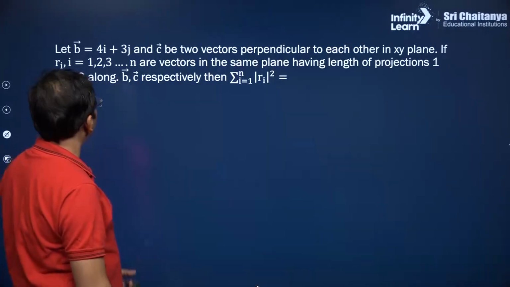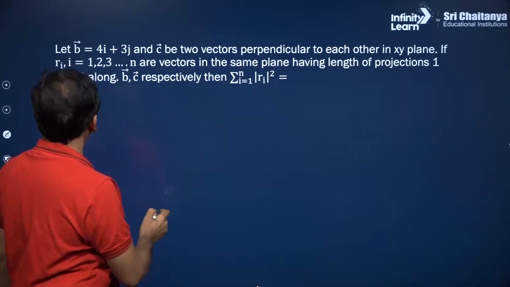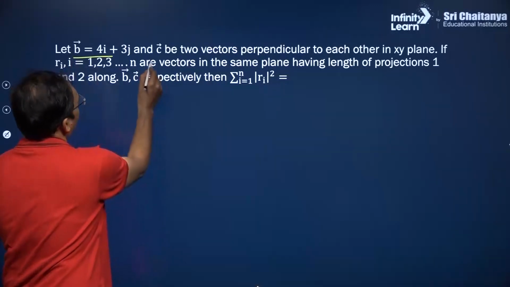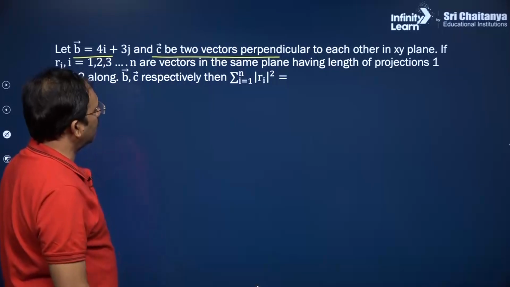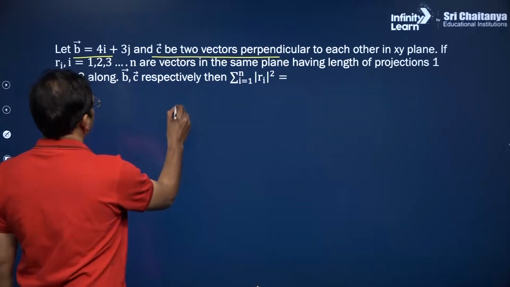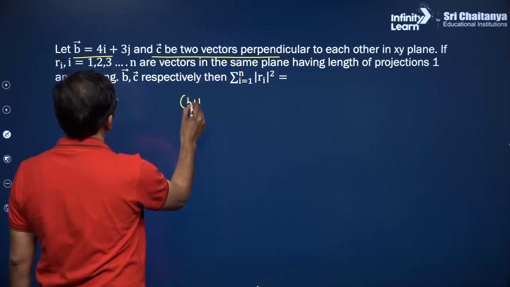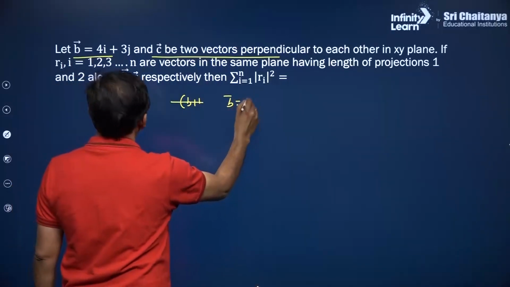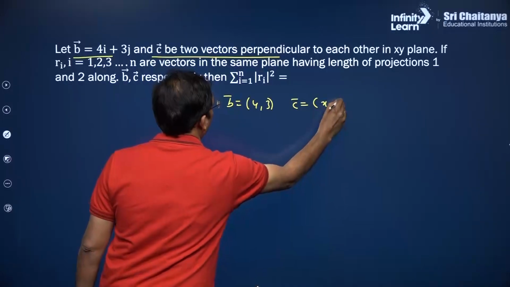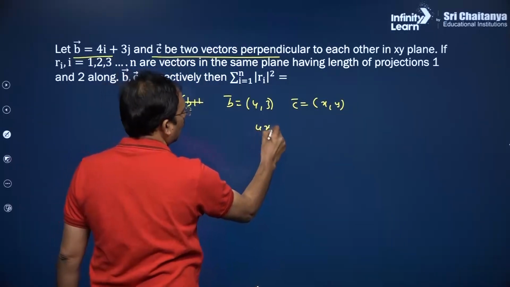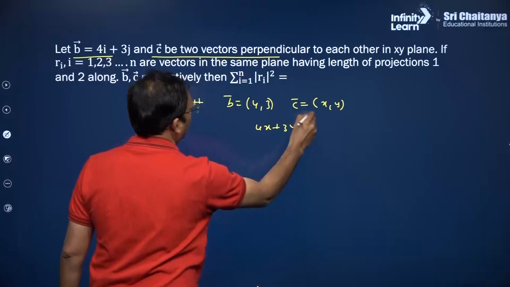Next, here he has given vectors, b bar and c bar, two vectors perpendicular to each other in the xy plane. So b bar is given as 4 comma 3, why don't you take c bar as x comma y? So the dot product is 0, 4x plus 3y is equal to 0, my dear friends, condition 1.